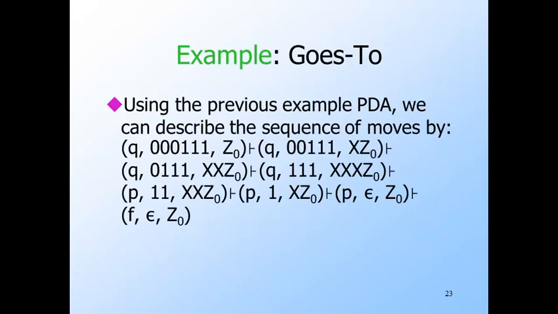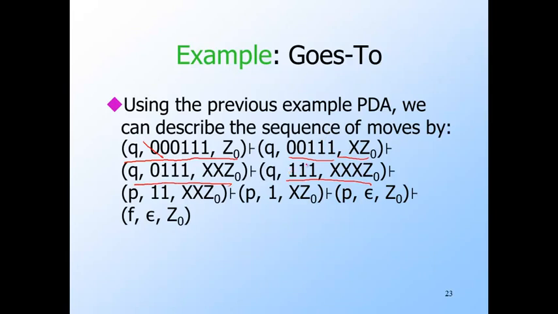Here's the sequence of IDs that we get from our previous example. The input is 000111, so the initial ID has state Q, that input, and stack Z0. Here it is. The first move consumes a 0 from the input and pushes X onto the stack. So this 0 got consumed, that's what's left, and of course the Z0 is now on the stack. The second and third moves do the same. And you can see additional X's being pushed onto the stack.